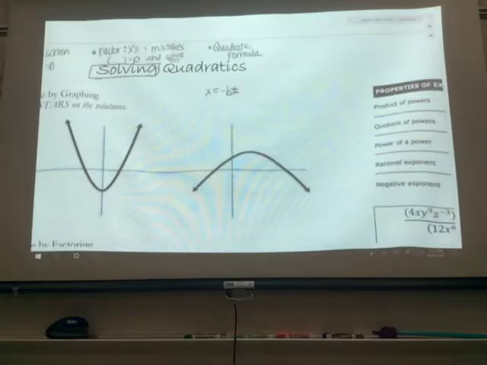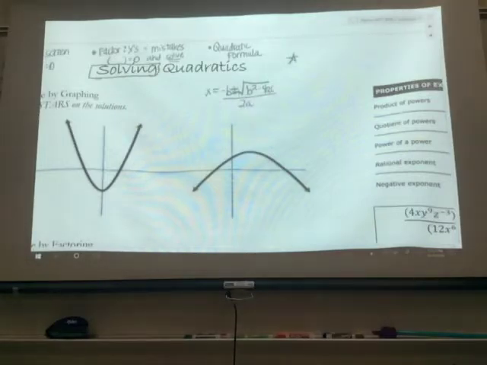Plus or minus the square root of b squared minus 4ac all over 2a. So let's see here. I can get this written. b squared minus 4ac all over 2a. This again is on our cheat sheet.